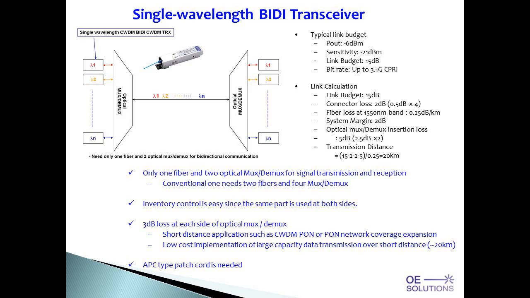The downfall again is the 3 dB loss at each end, so it is not really geared toward longer distance applications. And to be on the safe side, we recommend APC type patch cords instead of UPC. This is to reduce the reflection going into the laser.